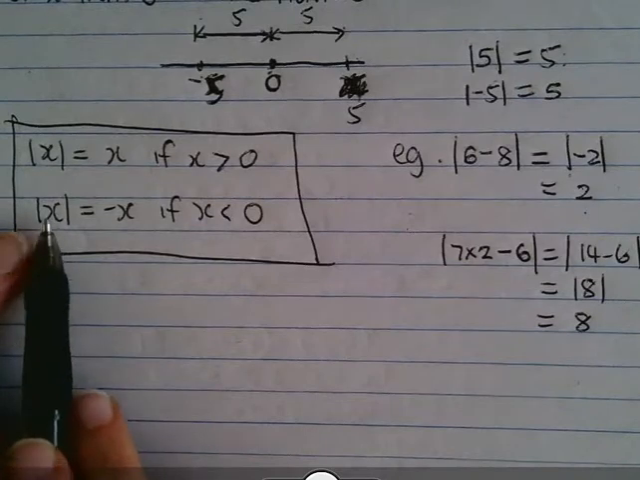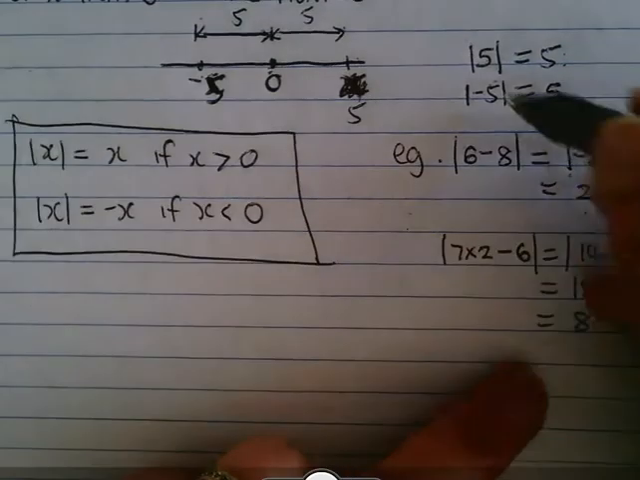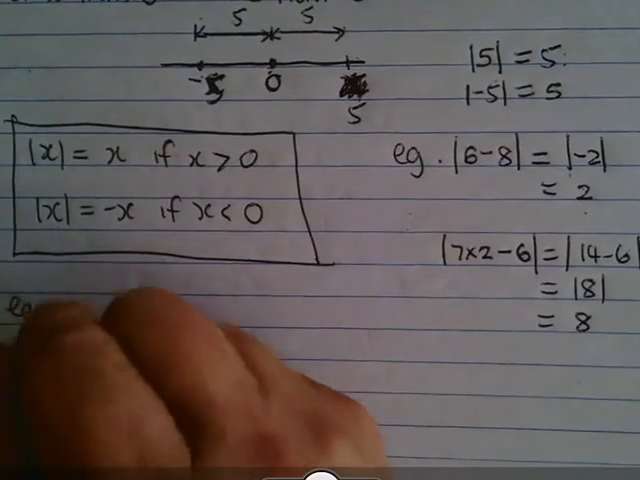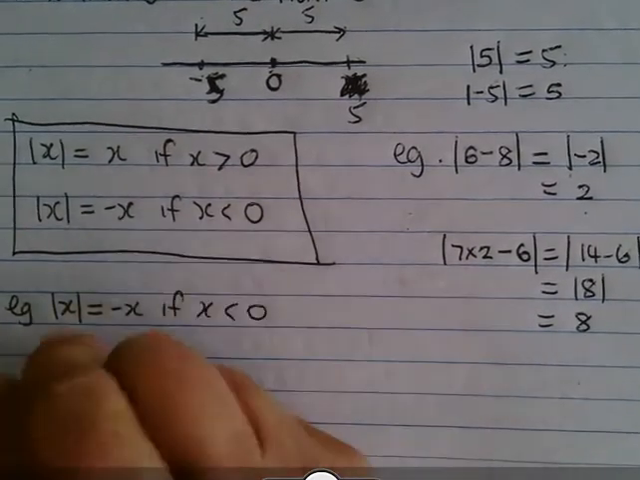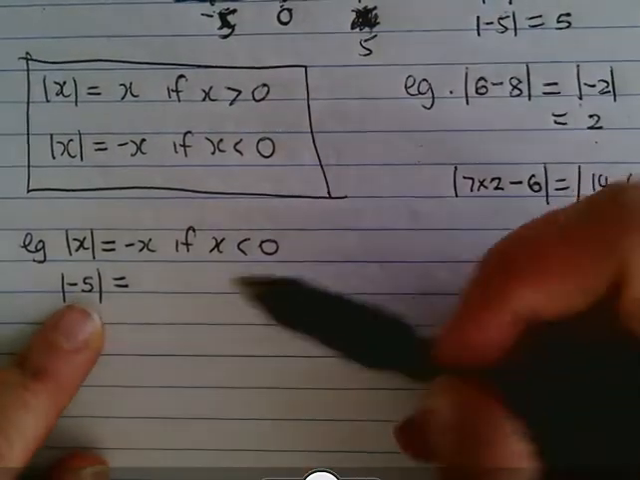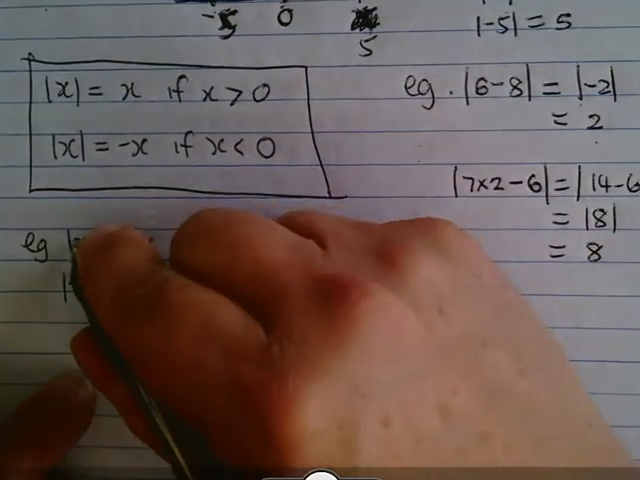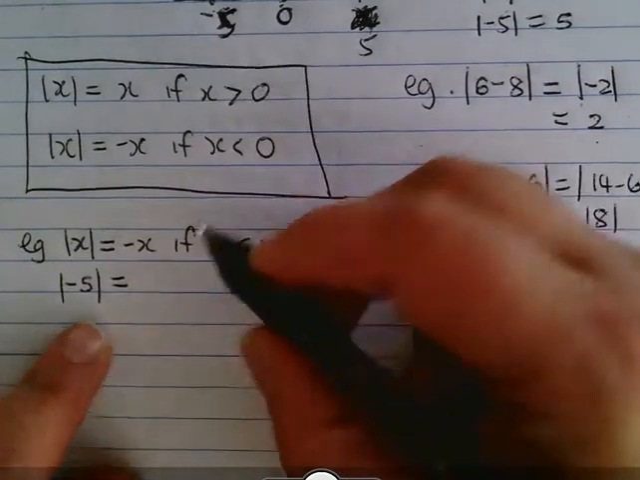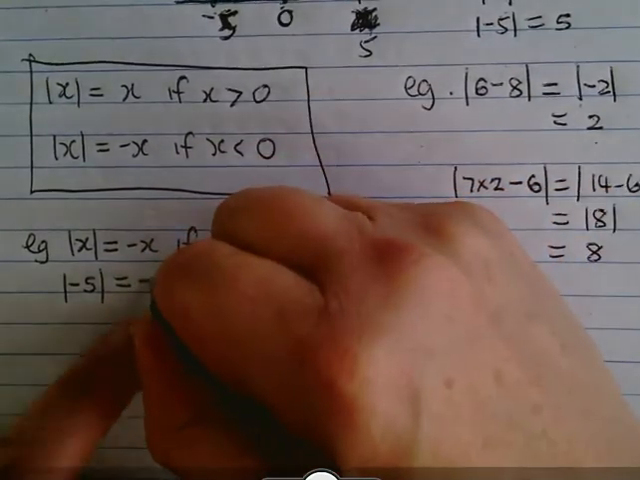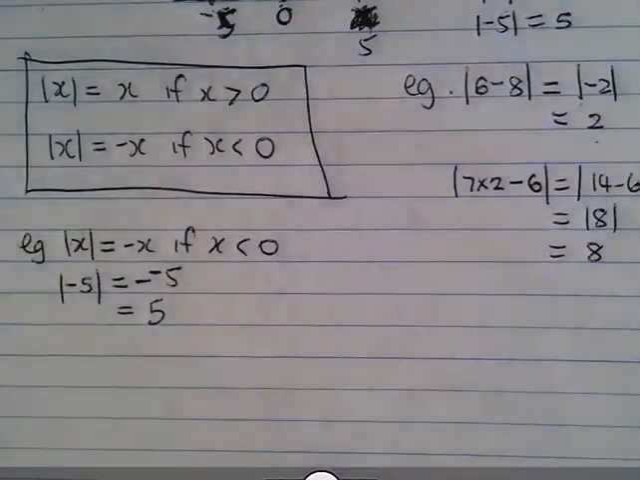But look at this one. The absolute value of x is -x if x is less than 0. Let's have a look at my example. That's like doing my example like before. For example, the absolute value of -5. Now, is -5 less than 0? Yes. So what do I do? My actual x is -5. So the absolute value of x is -x if x is less than 0. So it's negative, and then I put what x is, -5, which happens to be +5.